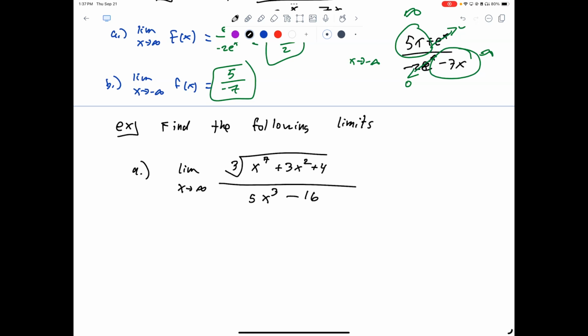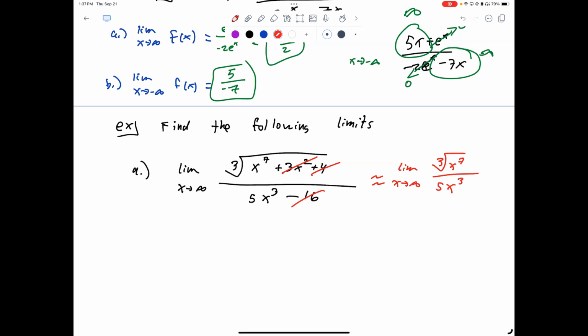All right, the same rules apply to what we did in our earlier parts. When looking at limits at infinity, when we look at end behavior, we only care about what is most powerful, and that is what from up top? X to the 7. So we don't care about the 3x squared plus 4, and on the bottom, we don't care about the minus 16. So this is not equal to, but it's equivalent to the limit as x approaches infinity of the cubed root of x to the 7th over 5x cubed.